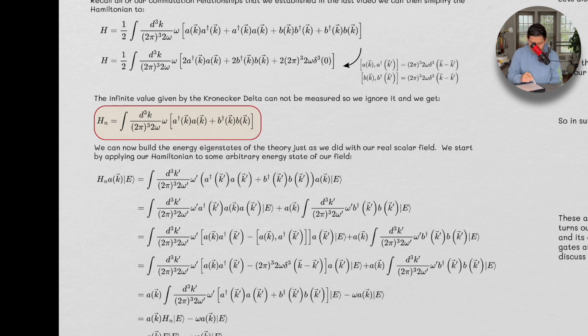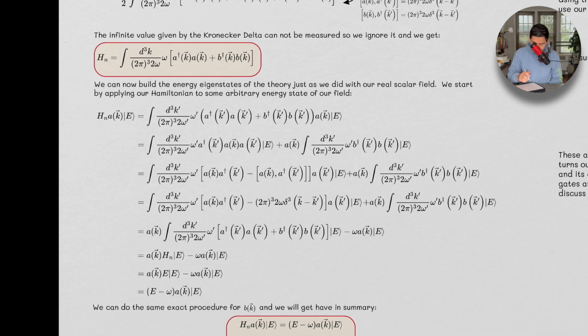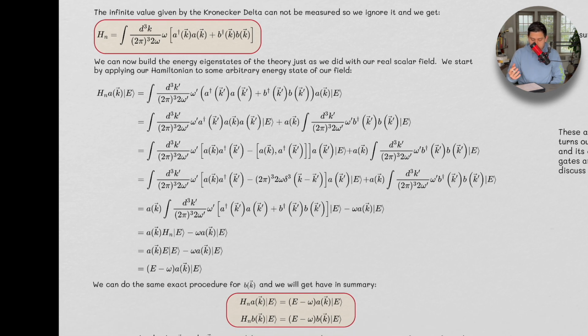And I have an Hn here, so let's make sense of this. Let's make this Hn, because what we're going to find is that this was quantized by n. So we can now build the energy eigenstates of the theory just as we did for our real scalar field. We're going to start by applying our Hamiltonian to some arbitrary energy state and see what happens.